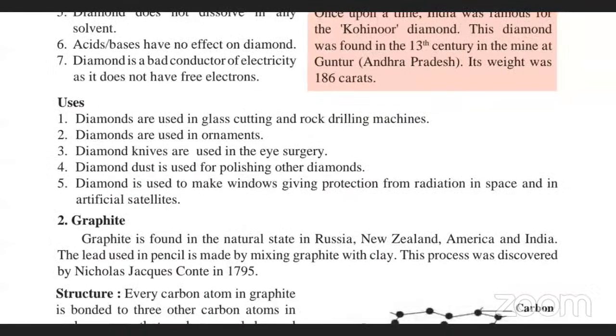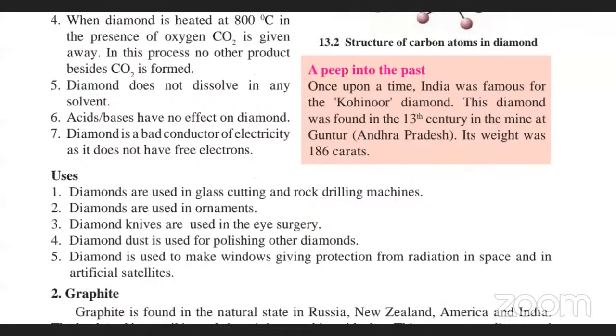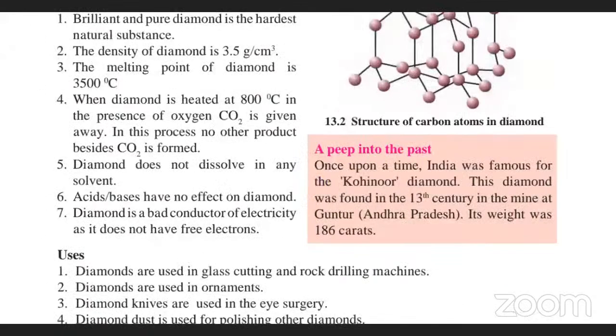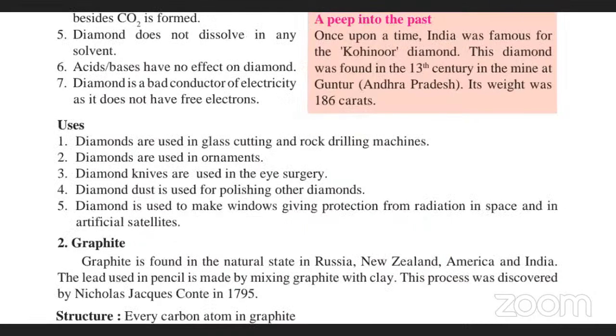Diamond is also used to make windows giving protection from radiation in space and artificial satellites. These windows are not our daily house windows, these are the windows of satellites sent into space. Because diamond is quite expensive, we cannot use it in a regular way. These uses are always concerned with something which is not ordinary. So diamond windows are used in artificial satellites for protection from radiation in space.